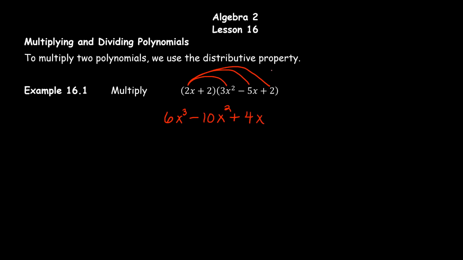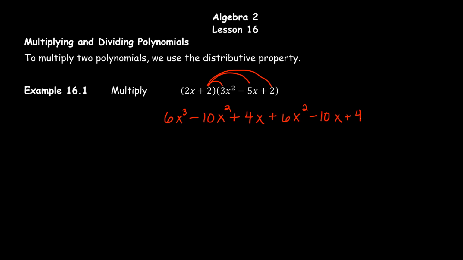So I'm done with the 2x. I have done all the pieces. And now I'm going to do the 2. So I'm going to multiply the 2 times the 3x squared. It's going to give me plus 6x squared. And now I'm going to multiply the 2 by the negative 5x, so minus 10x. And now I'm going to multiply that 2 by the last 2, so that'll be plus 4.